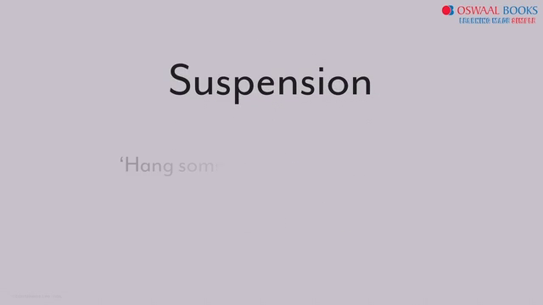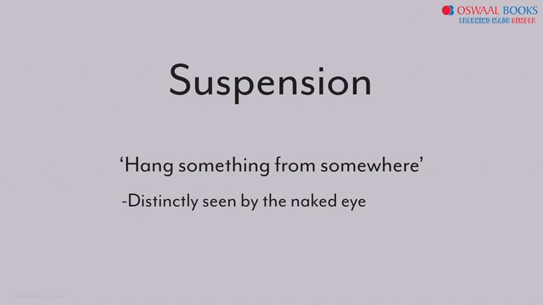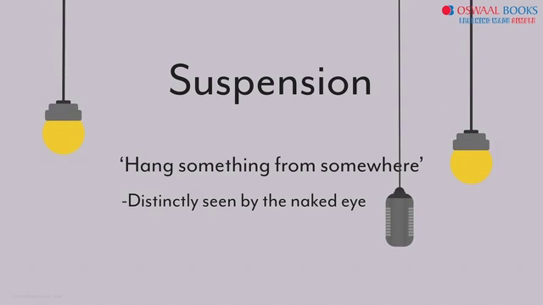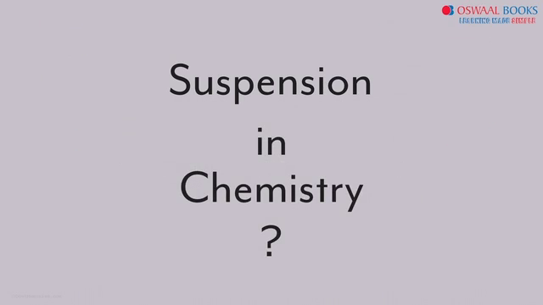It means to hang something from somewhere, right? And when we suspend something in the air or in water, it basically can be seen distinctly by the naked eye. Have you seen mics which are suspended in the air or a lamp hanging from the ceiling? Well, these are all simple examples of a suspended object. Now, how do we look at a suspension in chemistry?